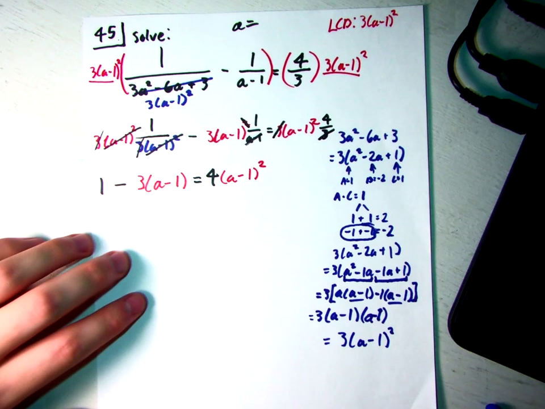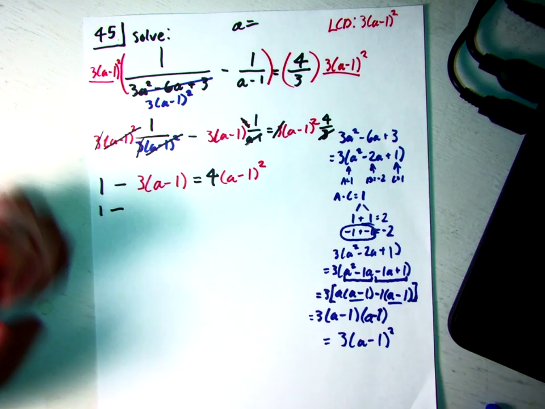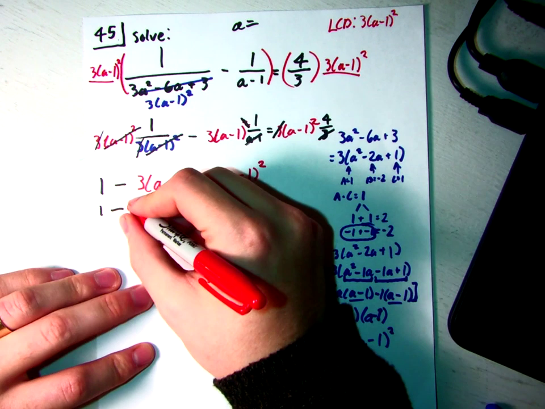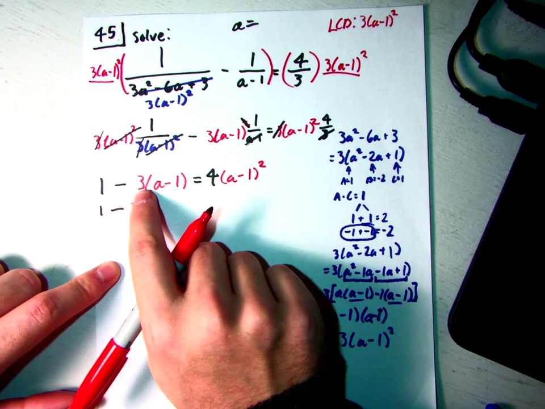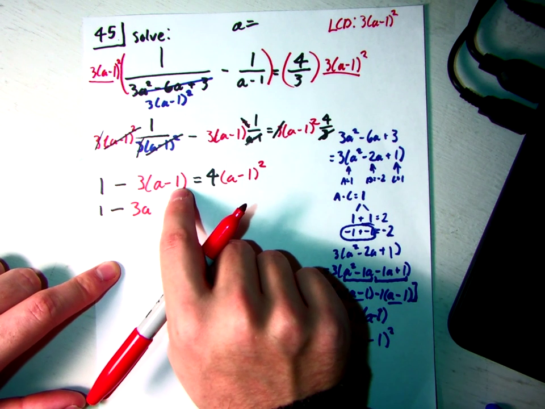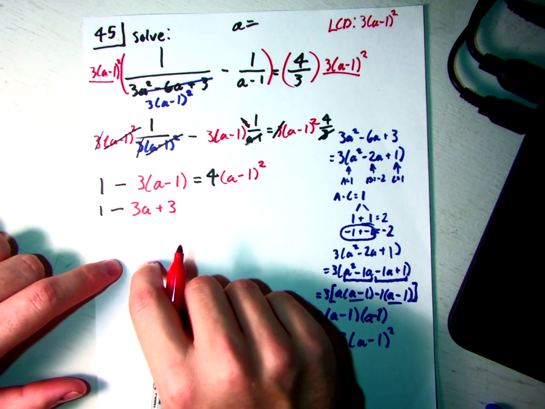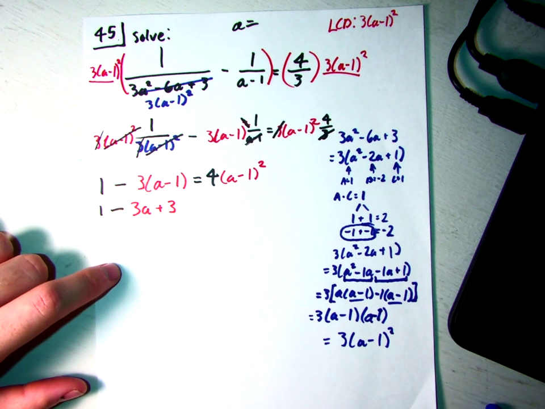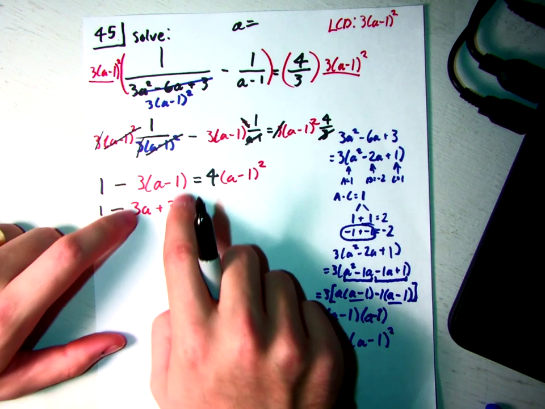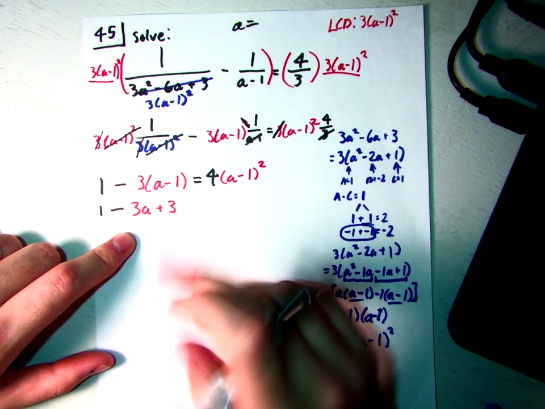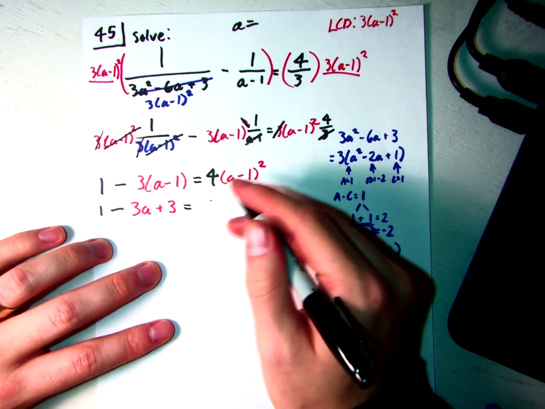And we do that by distributing. So I have 1 minus, I've got 3 times a, and then if I multiply negative 3 times the negative 1, I get positive 3. Okay, and if I want to check that, I can just multiply, or I can factor that and see if I really get what I started with. Factoring is the opposite of the multiplication I just did.